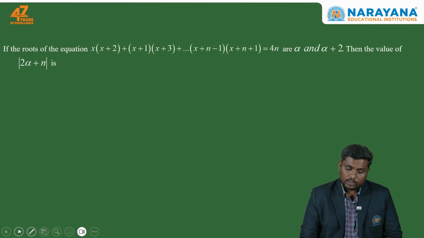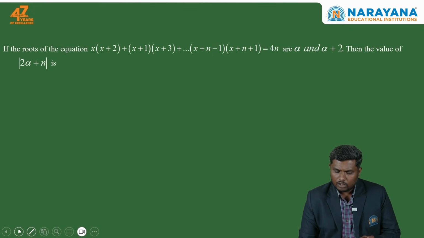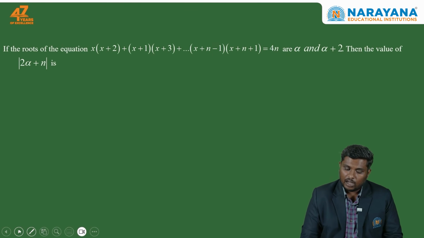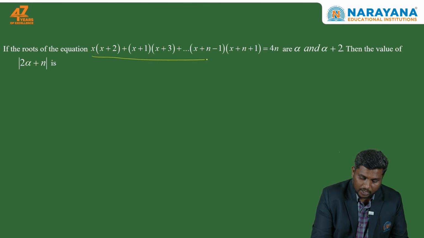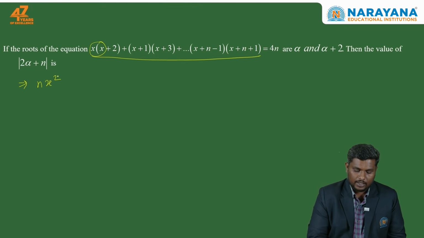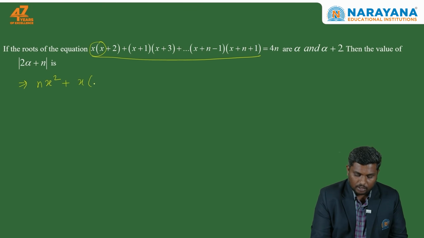And once again, a question from theory of equations, quadratic equations involving roots. It is telling roots of a given equation are alpha and alpha plus 2. One could see here, if I expand this question, I have x square, x square, x square, and so on, I have nx square, a quadratic equation nx square, and plus x into, what is the coefficient of x, 2 plus 1 plus 3, 4 and so on. Finally the sum of these elements will be 2n, and so on.